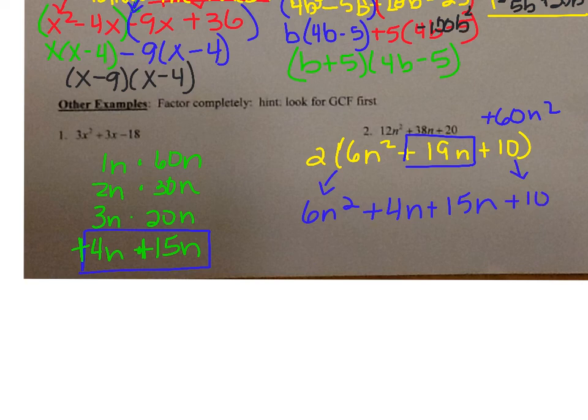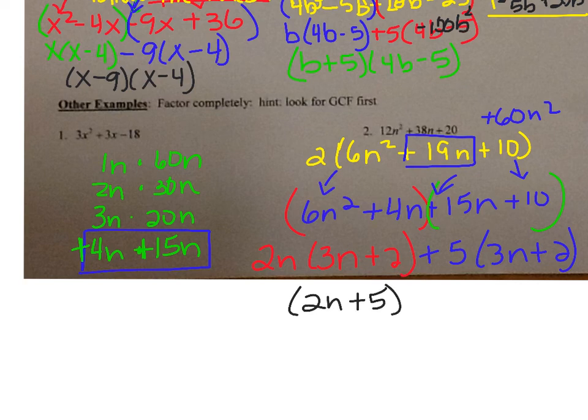Okay, now we're going to use grouping. First group, and we'll use the green group here. In the red group, the GCF is 2n. And then I would have 3n plus 2. I have a positive there, so it's plus. GCF of 15 and 10 is 5 times 3n plus 2. Almost done. My factors are 2n plus 5, 3n plus 2. And the last thing is don't forget to bring down that GCF, which is a 2.